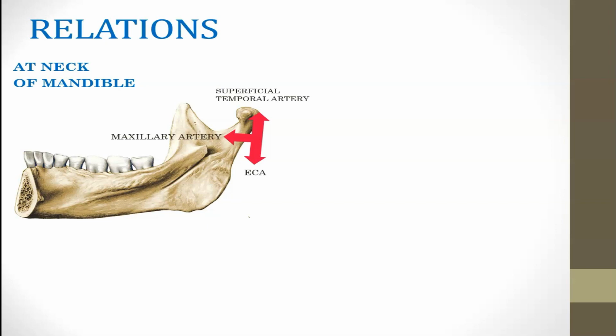At the same time, from the pterygoid plexus, the maxillary vein joins and forms here at the neck of the mandible, and the superficial temporal vein terminates at the neck of the mandible. So both the maxillary vein and superficial temporal vein join and form the retromandibular vein at the level of the neck of the mandible. And the next structure is the facial nerve.